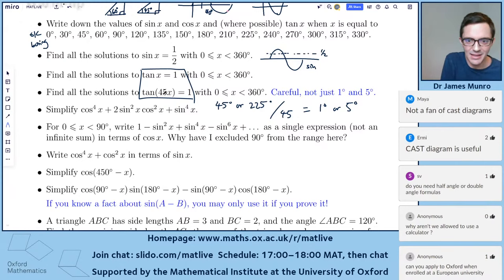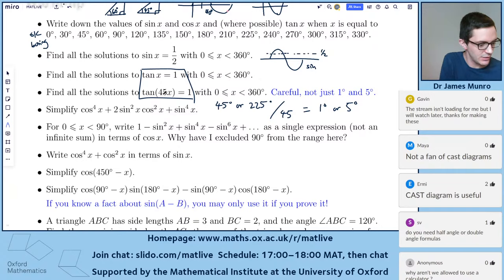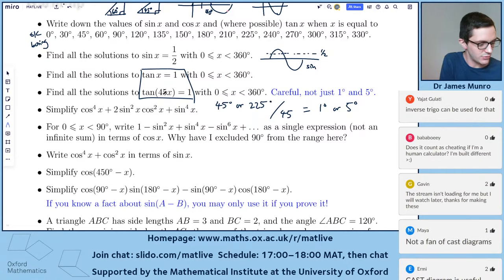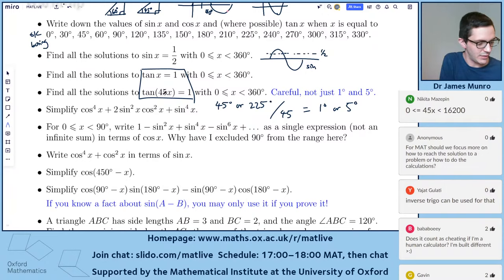Stream's not working for one person, which is a shame. Yeah, inverse trig. Yep, other inequalities are available.